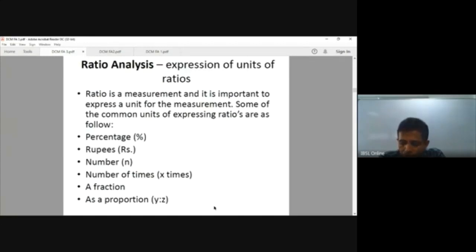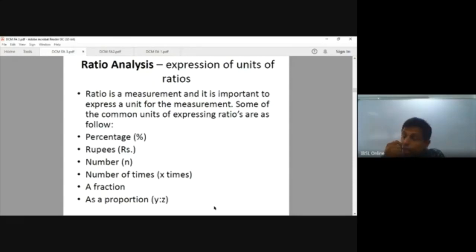Normally, ratios can be expressed in different forms. Ratio is a measurement, and it is important to express a unit for the measurement. Some of the common units of expressing ratios are as follows. Normally, the most famous method is to express a ratio as a percentage. Some ratios, for example, gross profit ratio percentage, net profit ratio percentage, return on asset percentage, return on equity percentage. Then some ratios are expressed in rupee terms.